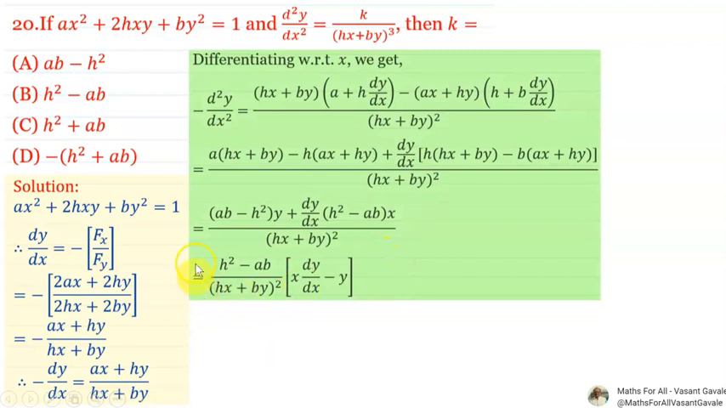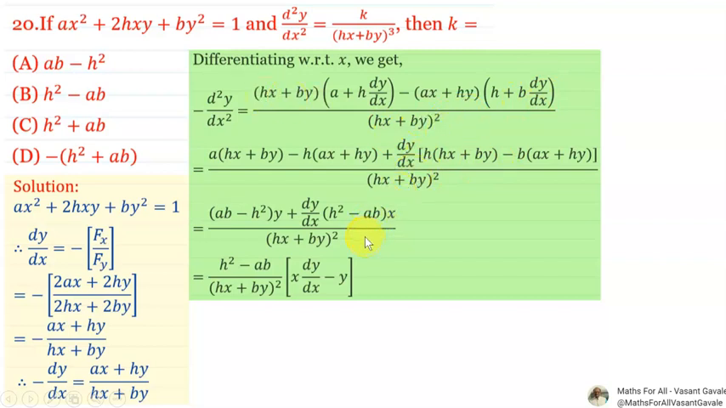Now the next, differentiate this again with respect to x. Then you will get here minus d2y by dx square, with the quotient rule applied: hx plus by into derivative of ax plus hy. Derivative of ax is a, plus h into dy by dx, minus ax plus hy, into derivative of this hx plus by: derivative of x is 1 into h, plus b into derivative of y, which is dy by dx, upon hx plus by bracket square.